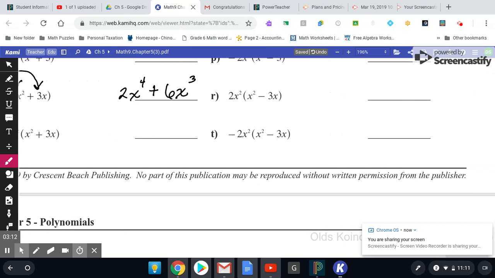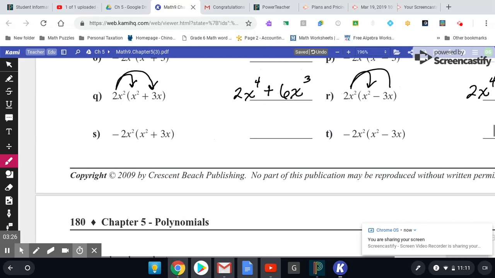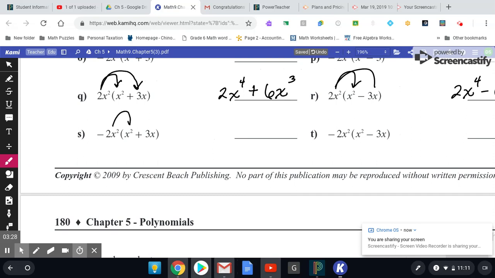If I do R, I get 2x to the 4th minus 6x cubed. Sorry. Let's do S. Negative times a positive is a negative. 2x to the 4. Then a negative times a positive is a negative. 2 times 3 is 6. X to the 3rd. Don't forget there's a little 1 on. You have to add the exponents when you multiply.